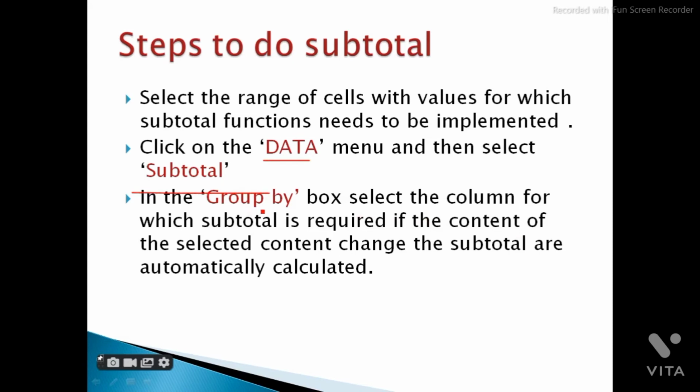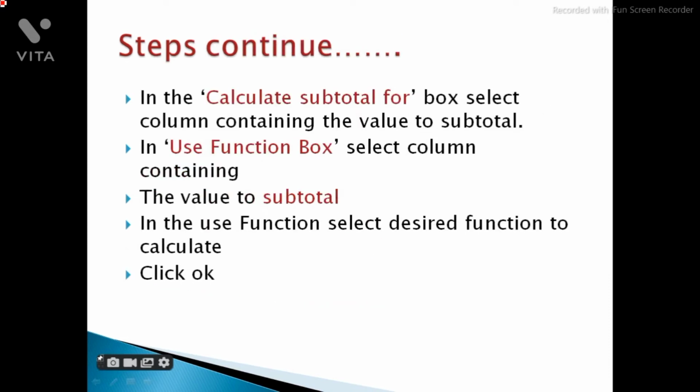In the Group by box, select the column for which the subtotal is required. If the content of the selected column changes, the subtotals are automatically calculated. Then there is another option, Calculate subtotal for, where you select the value to subtotal. Then in the Use function box, select the desired function to calculate. I will show you practically how to do it.